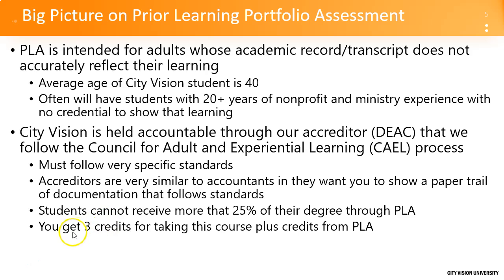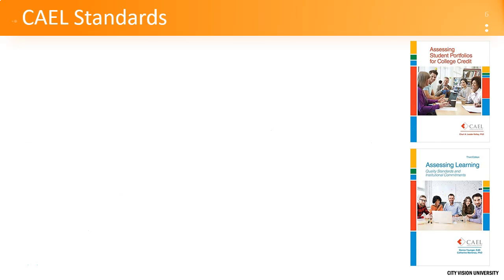So the way that works is you get 3 credits for this course, plus any additional credits that you get after your portfolio is evaluated. So the instructor for this course will evaluate your portfolio. As I mentioned, our accreditor uses these standards that are called CAEL Standards, and there is the instructor guidebook that follows these. That's assessing student portfolios for college credit, and your instructor's been through that.